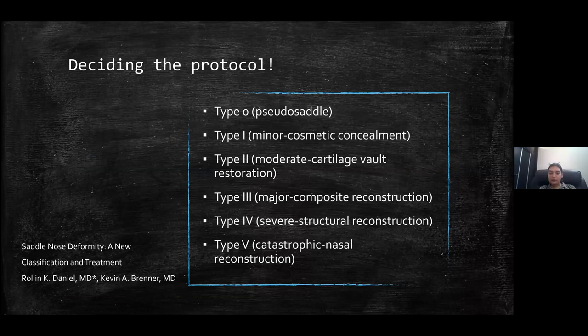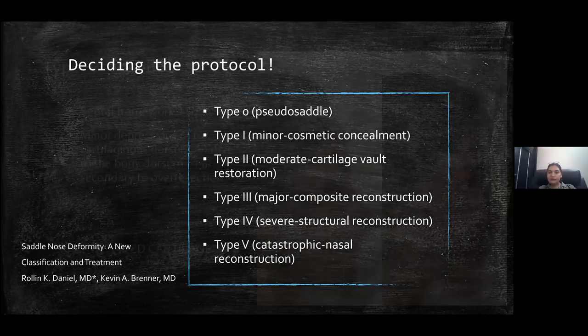So what we follow is the famous Daniels classification system, which classifies saddle noses into 5 types according to the severity. It starts with pseudo saddle noses and progresses to minor, moderate, major, severe, and catastrophic saddle nose deformities. I'll be explaining each type and the kind of reconstruction that is required for these cases.